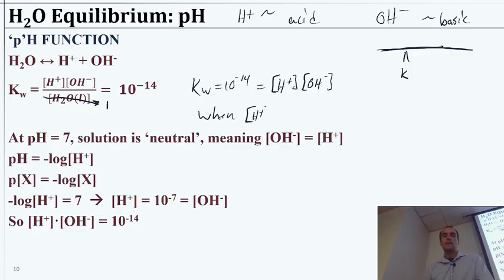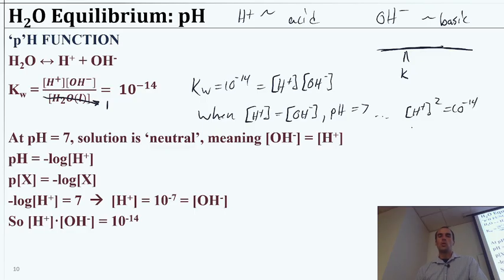So when H plus equals OH minus, we could then say that under that condition, first of all, we were saying that's pH 7. We would also say that H plus squared equals 10 to the minus 14, which means at pH 7, H plus equals 10 to the minus 7. Which also would mean OH minus equals 10 to the minus 7, because they're equal.